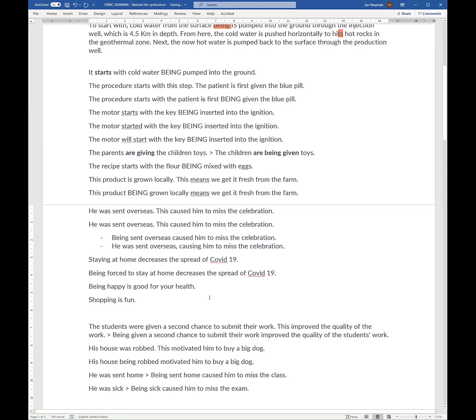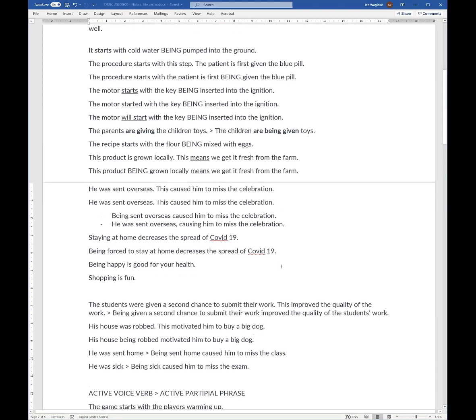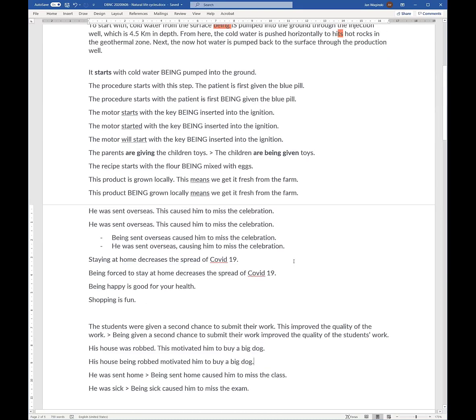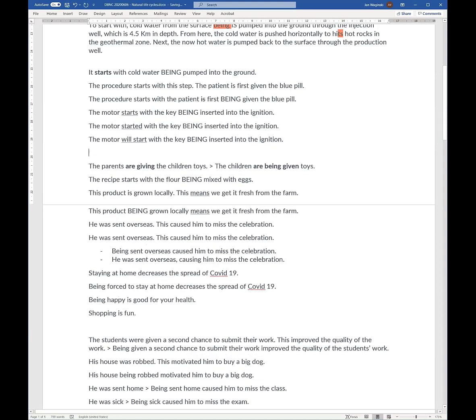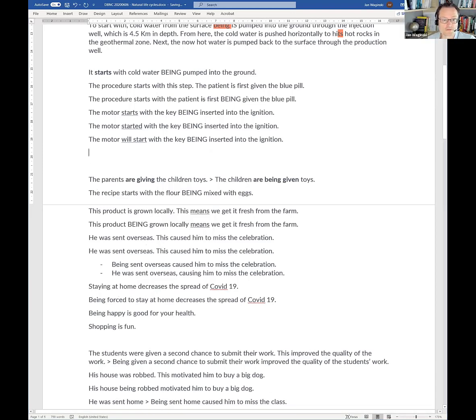I have a question. Let's say in this sentence, the motor starts with the key being inserted into the ignition. If I want to use "is" instead of "being," I have to say the motor starts, comma, with the key is inserted into the ignition. No, it's not going to work, because "with" is a preposition, right? How would I change it to use "is" instead of "being" in this sentence?